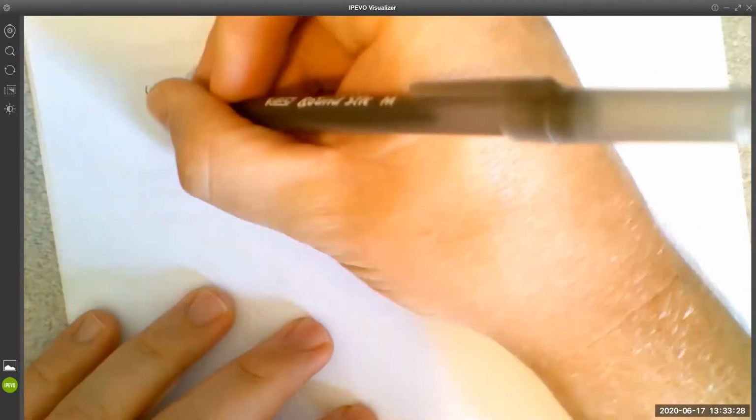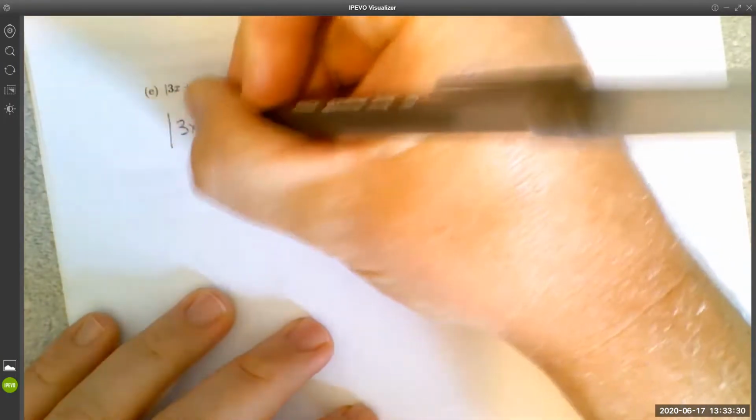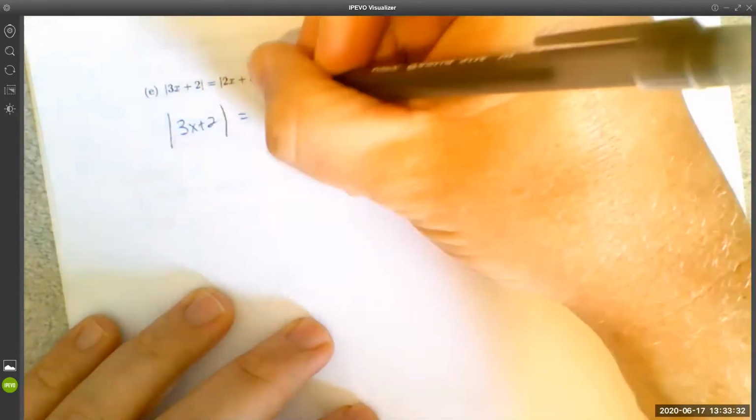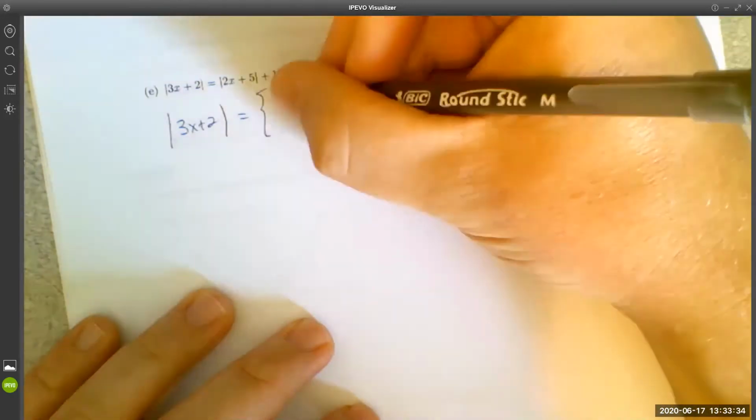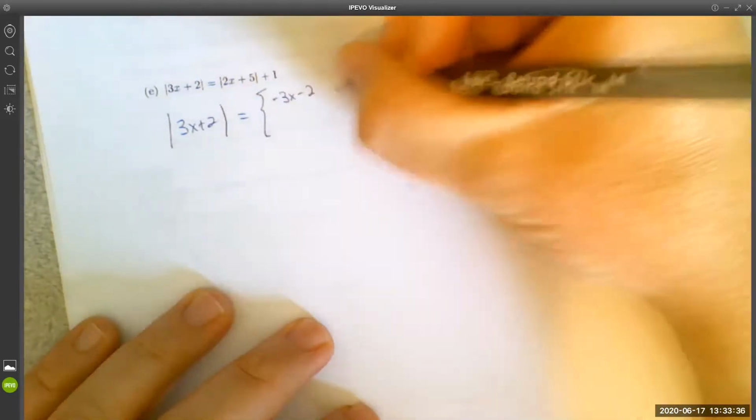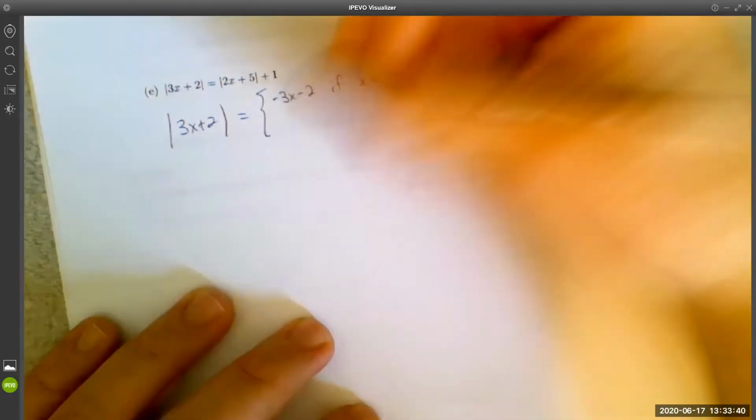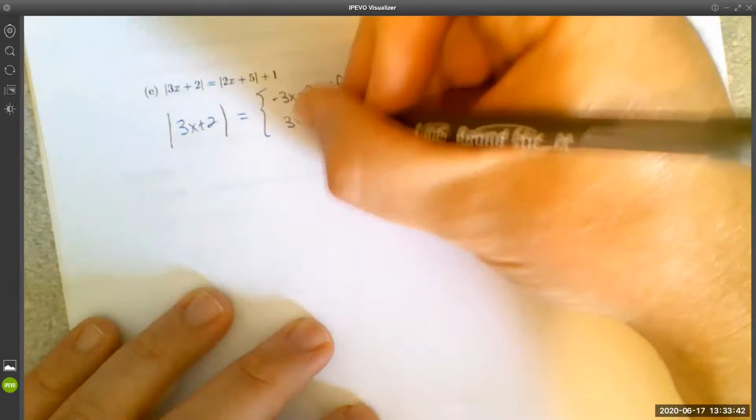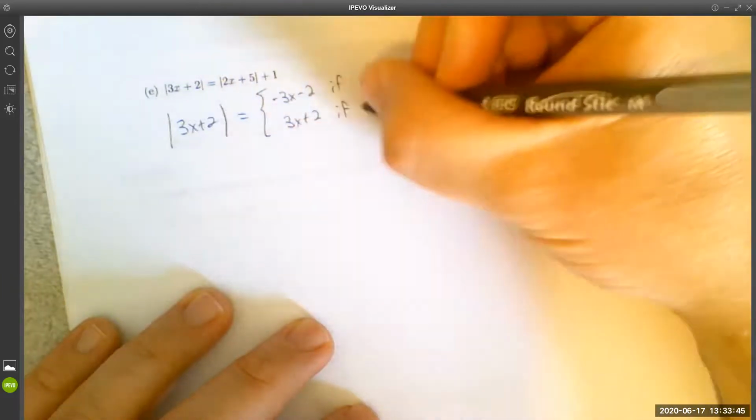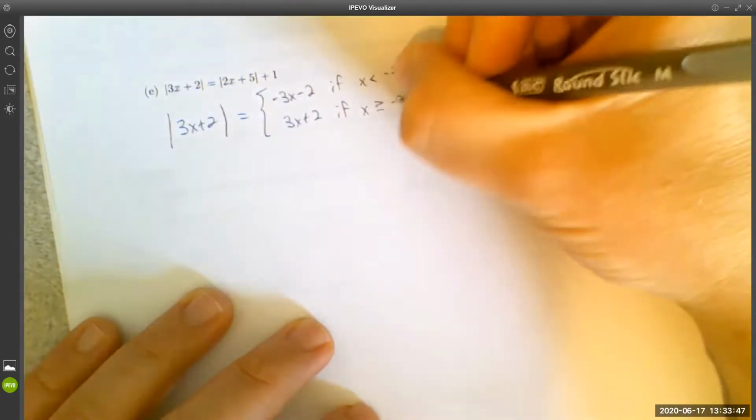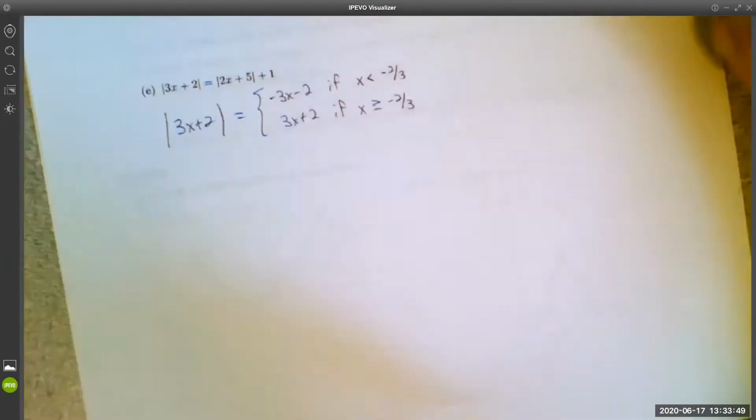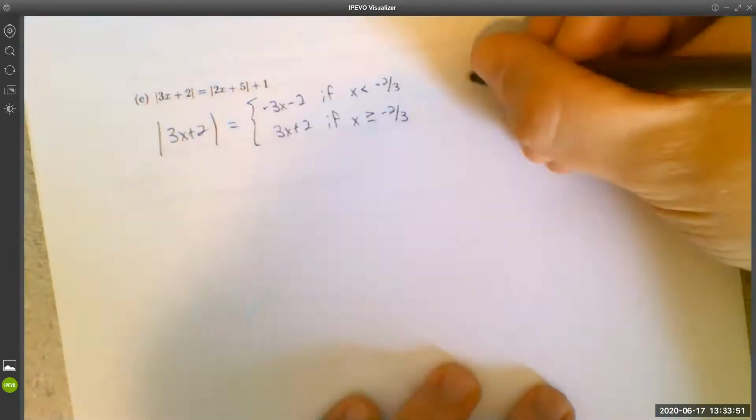We already know that absolute value of 3x plus 2 is going to equal negative 3x minus 2 if x is less than negative 2/3. Or it's going to equal 3x plus 2 if x is greater than or equal to negative 2/3. What about absolute value of 2x plus 5?